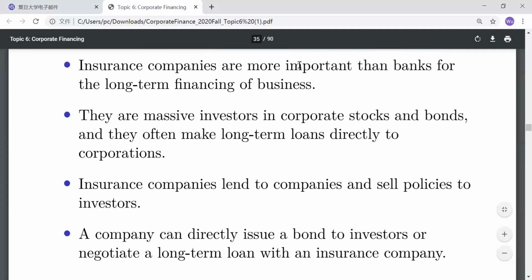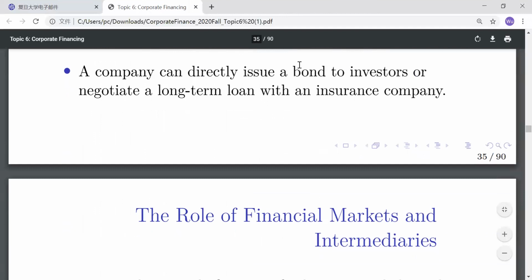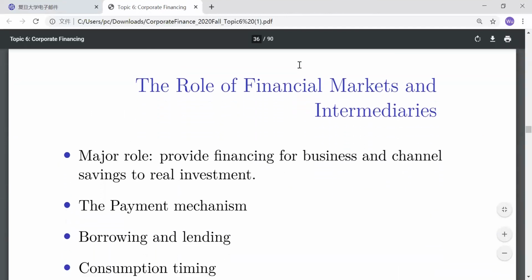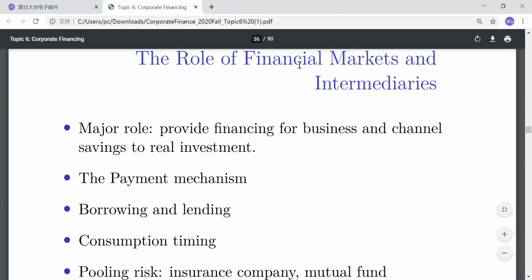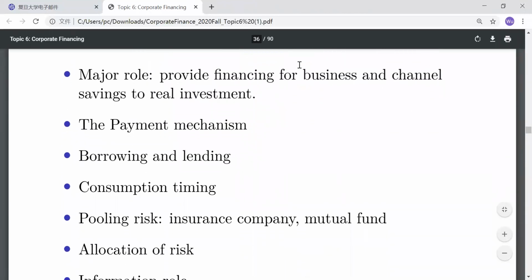So what they do is they sell policies to the investors, and then they lend to companies, right? So again, they are like borrow and lend. So a company can directly issue a bond to investors or negotiate a long-term loan with an insurance company. This is how a company can raise finance. So there are different roles the financial markets and intermediaries play. The major role here is to provide financing for businesses and to channel savings to real investment.